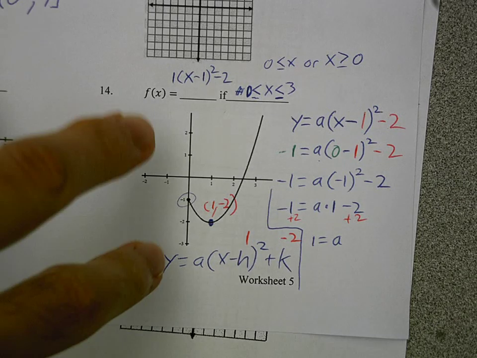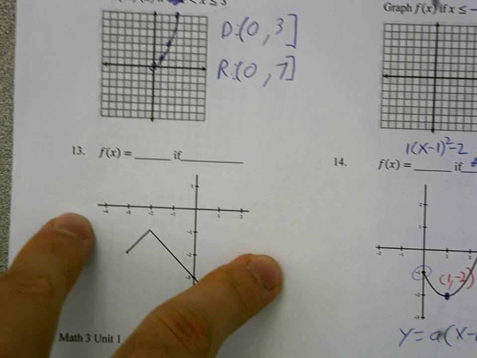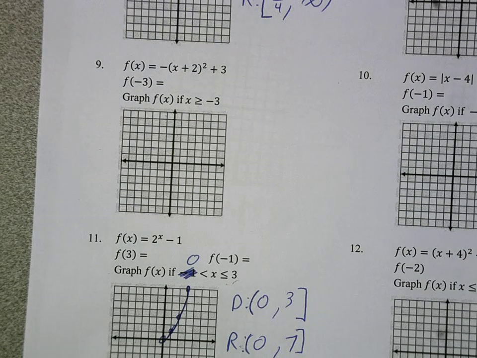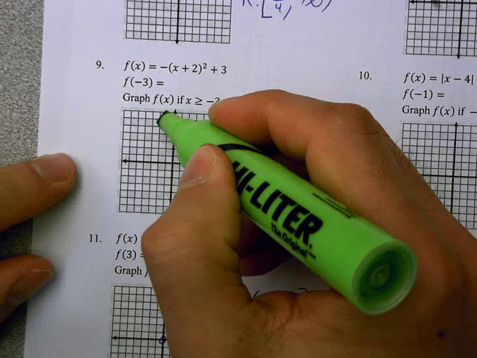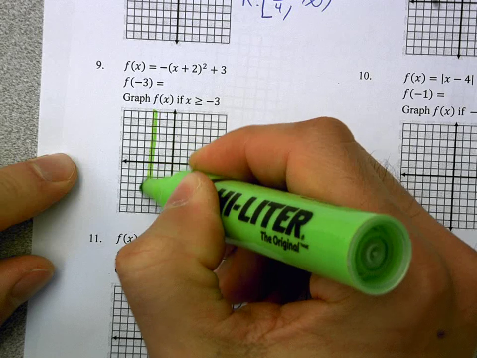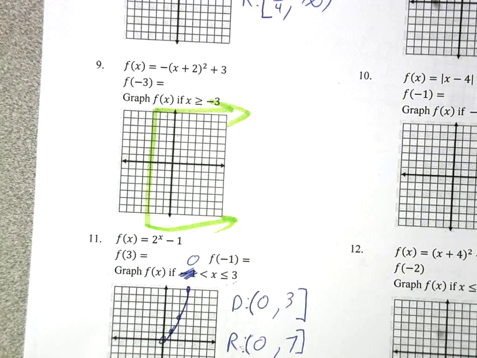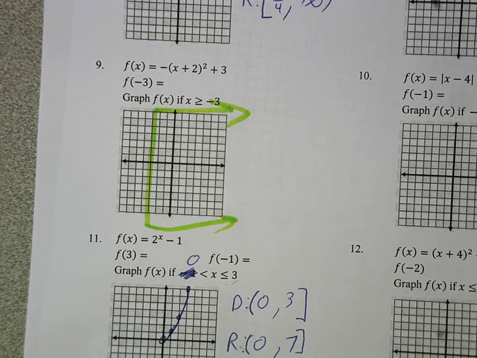A couple of you had questions on number 9. Let's go back to that one just real fast. Take a look. We're graphing this graph where x is greater than or equal to -3. So I'm only going to graph it from -3, this way. Only where the x value is bigger than -3. Other than that, you're graphing a quadratic like normal.